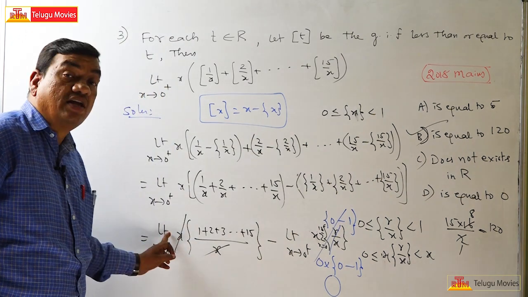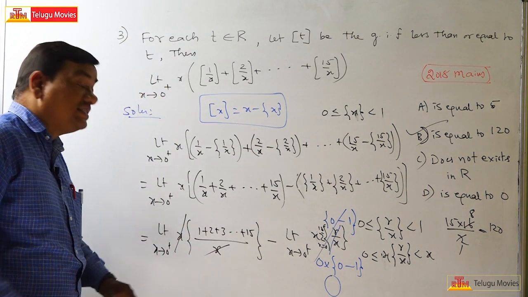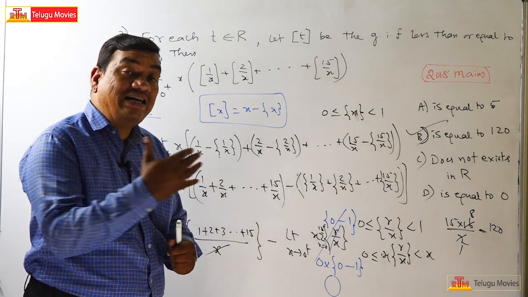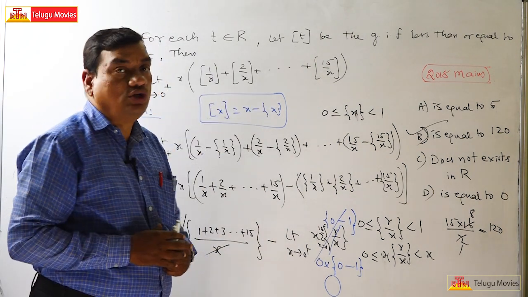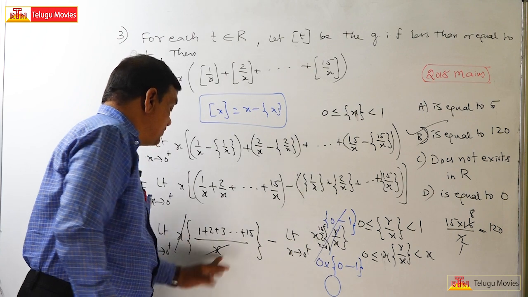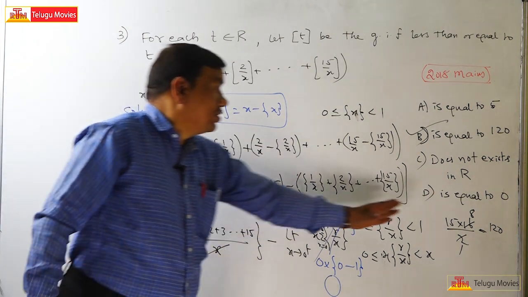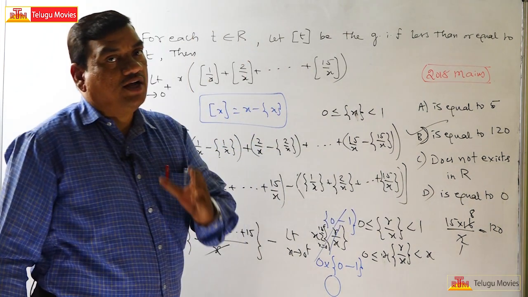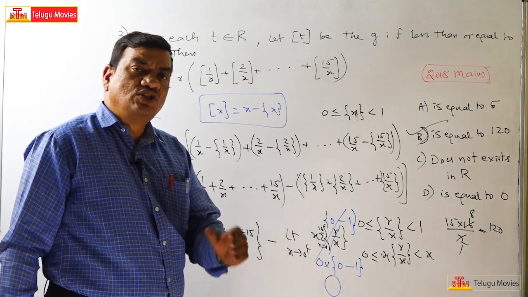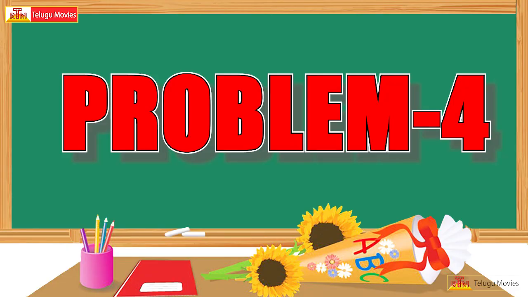Here you can cancel x. Why? Because x approaches 0 from the right direction, it is not actually taking the value 0. Understand this? That is why you can cancel x. Therefore the answer is 120. I hope you understand this solution. Let us move to the next problem.